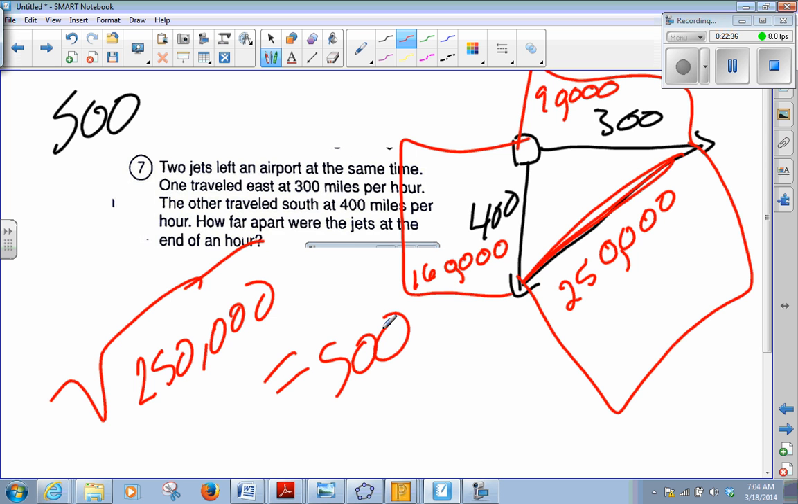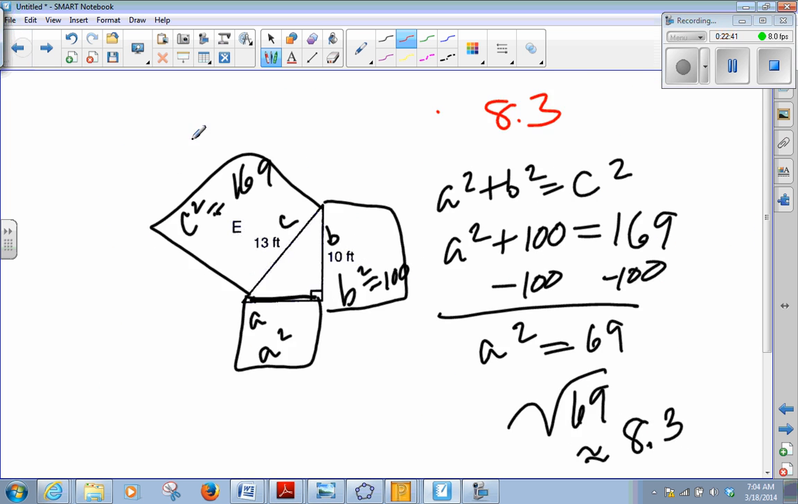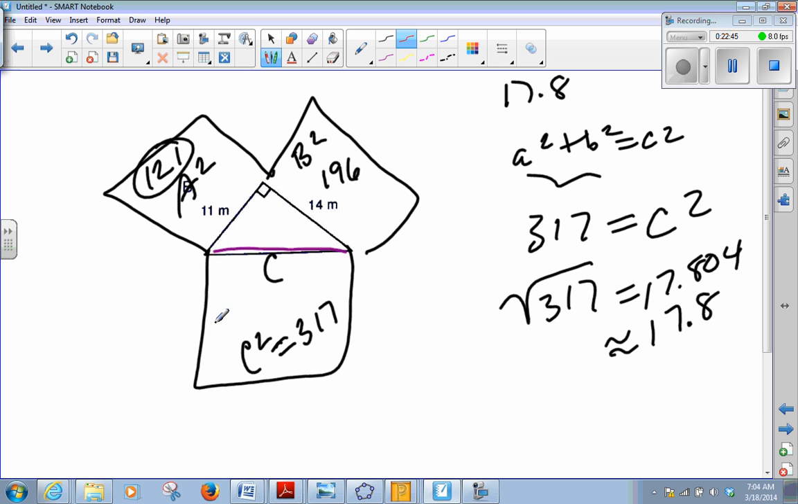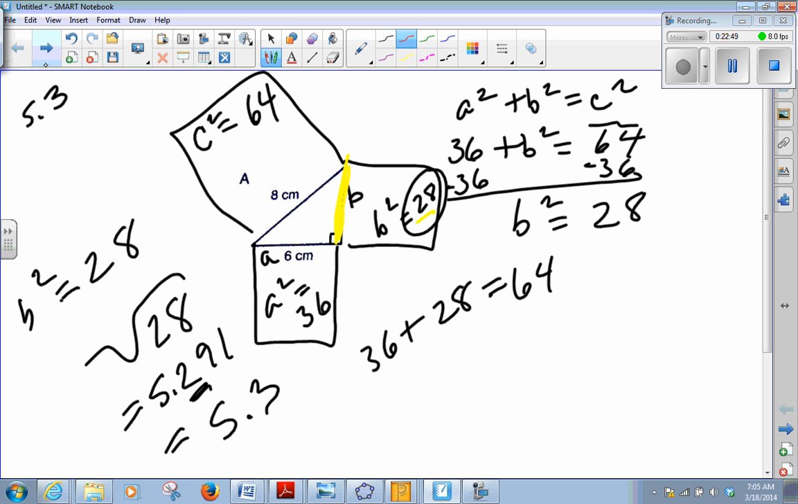So remember, when you're doing these, the biggest mistake I've seen people making so far is that if you're given two legs, you need to add them together. But if you're given a leg and the hypotenuse, you're going to have to subtract. So make sure that you keep that in mind.